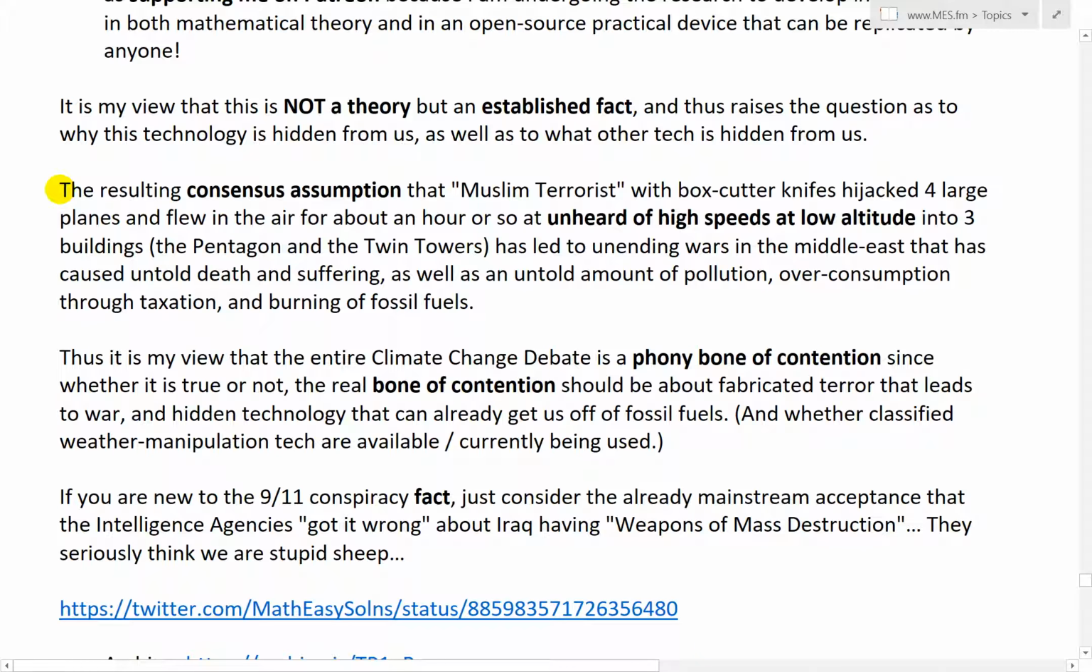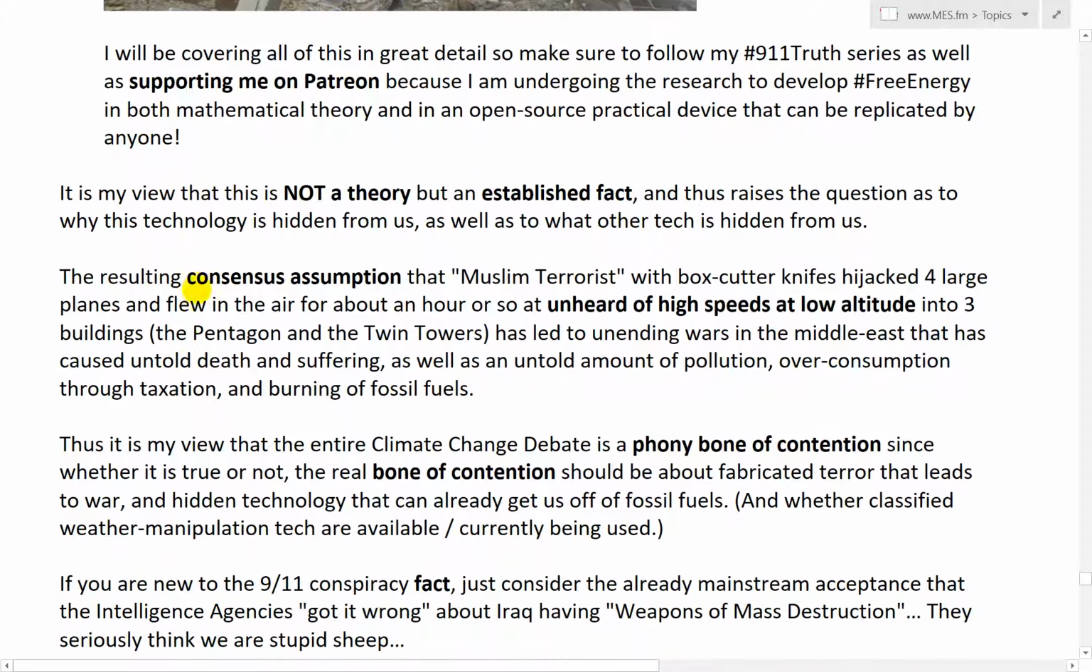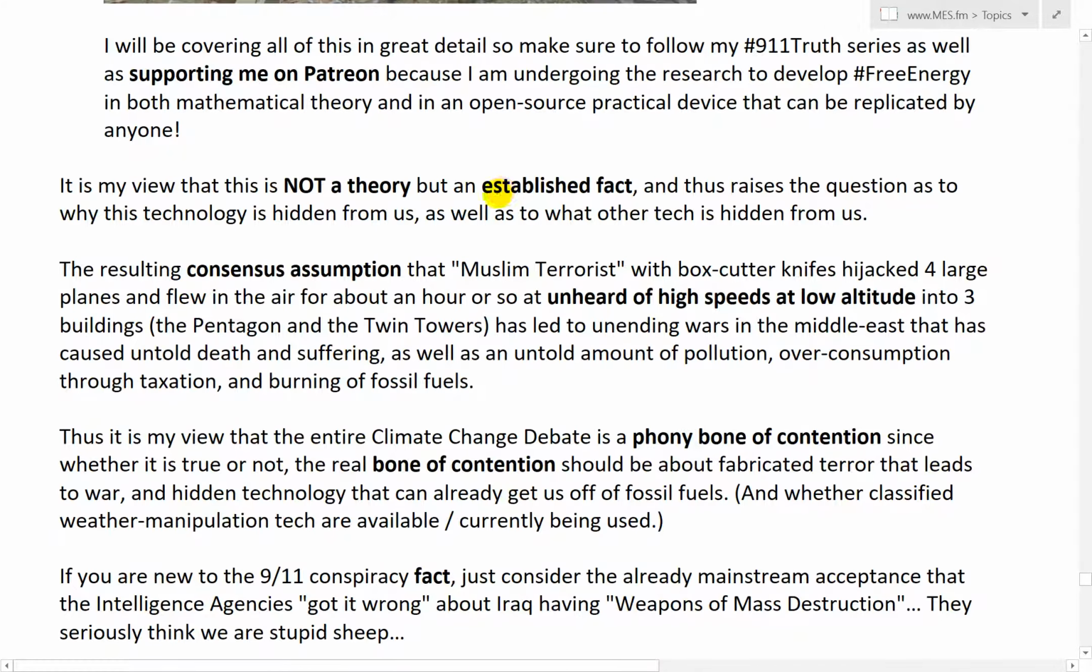So it is my view that this is not a theory. This is what I just showed you there. It's not a theory about 9/11, but an established fact, and thus raises the question as to why this technology is hidden from us, as well as to what other tech is hidden from us. Again, that's my view on that.